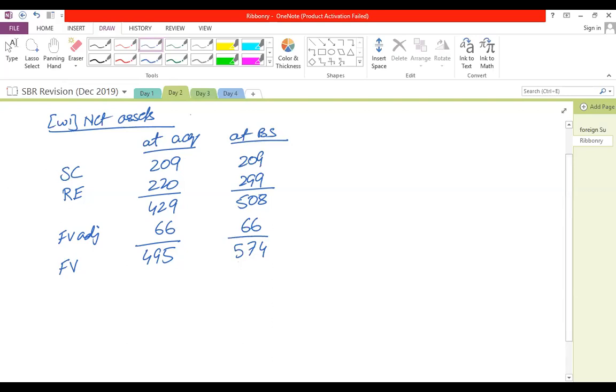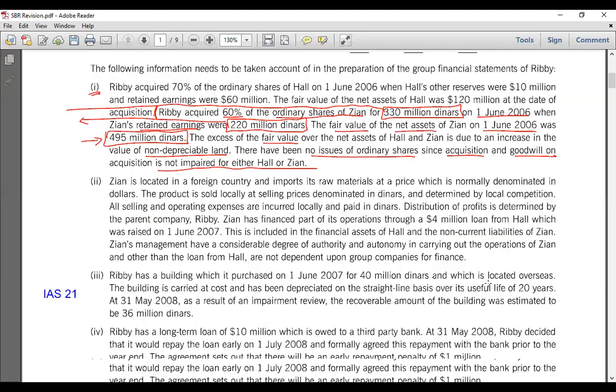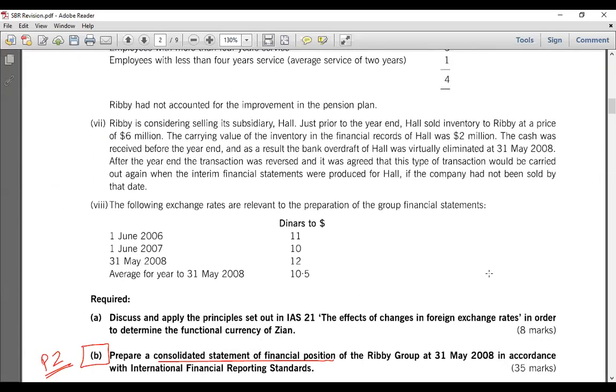Now these are the values that we have so far calculated in dinars. To convert that into dollars, we need to apply the exchange rate. When we apply the exchange rate, we need to check what the values are in the question. The question has given us the exchange rates in adjustment number 8. These are the ones.